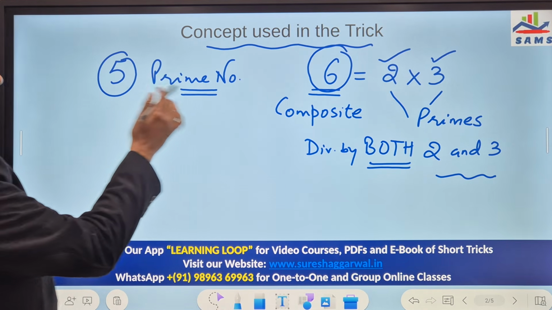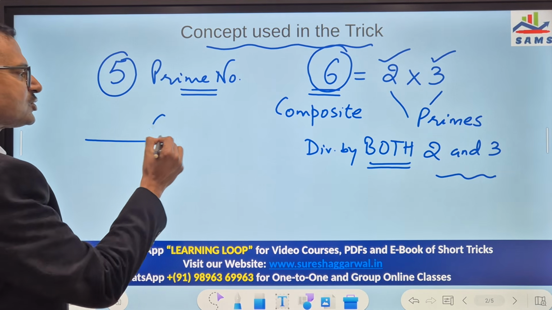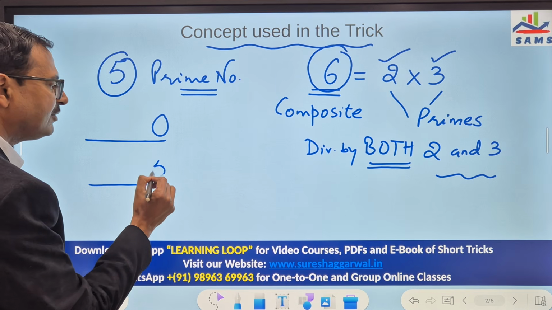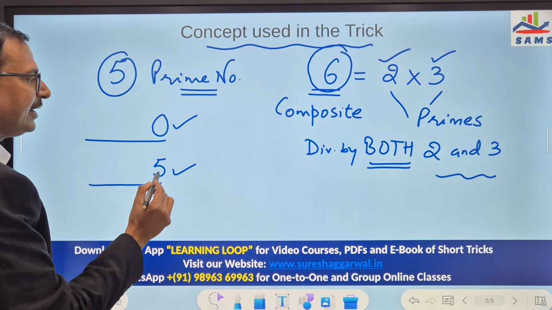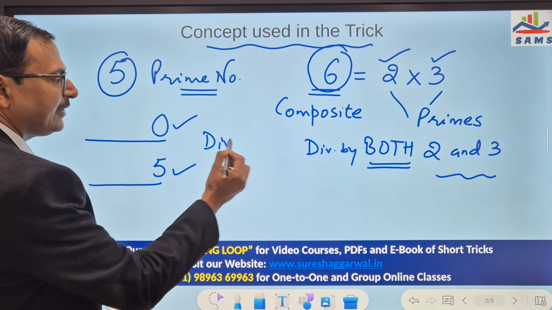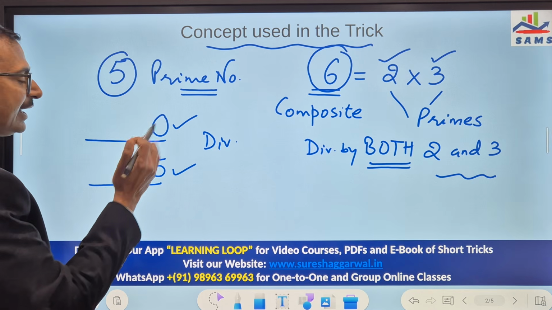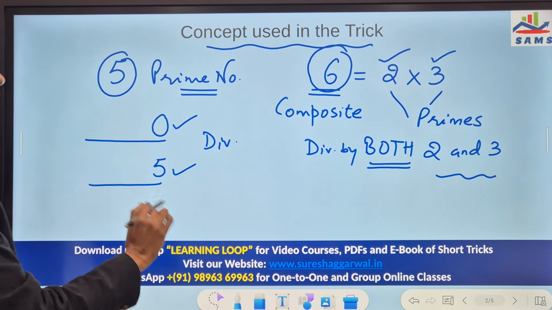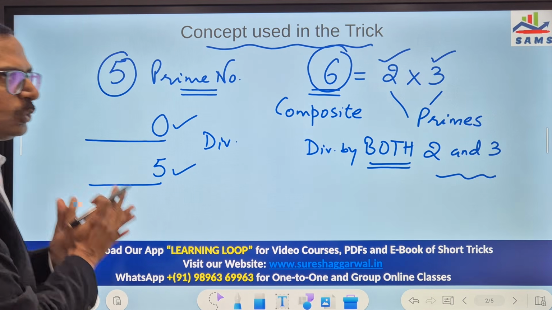Likewise, 5 is a prime number, so very simple. The unit digit of the number either has to be 0 or has to be 5. So you just have to observe the unit digit. If it is 0 or 5, it is divisible. If any other digit is there like 1, 2, 3, 4, 6, 7, 8, 9, then the entire number will not be divisible by 5. This is one of the easiest divisibility rules.